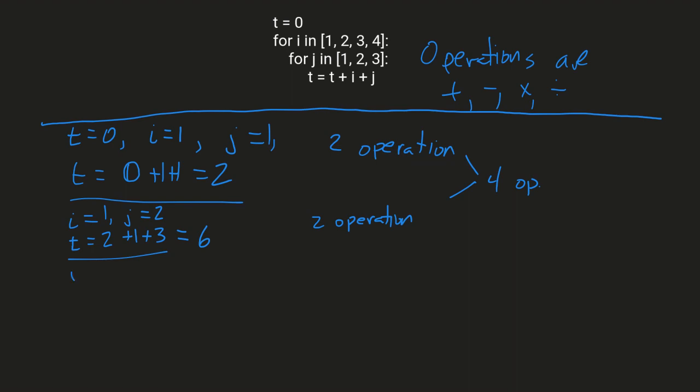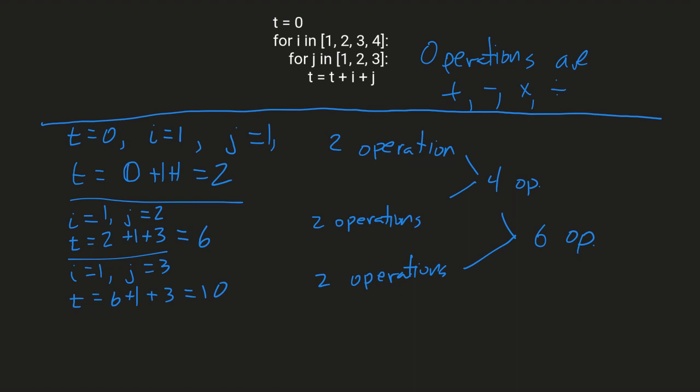So then i is going to be 1, j is going to be 3, so t is going to be 5 plus 1 plus 3. So then I had two more operations for a total of 6 operations.